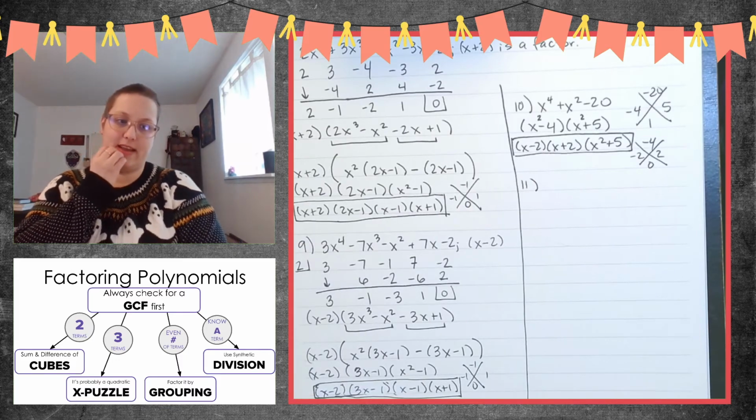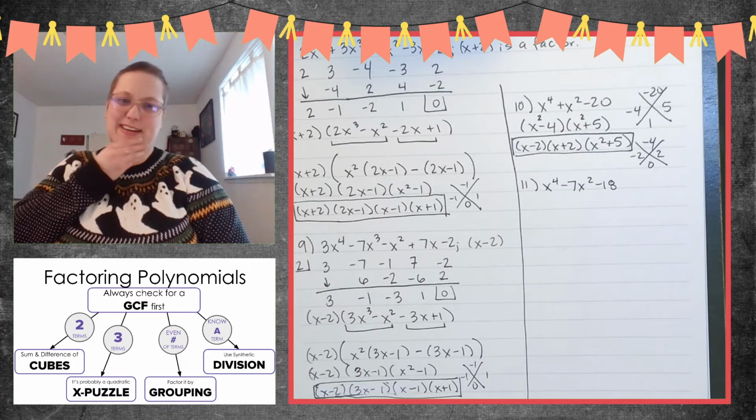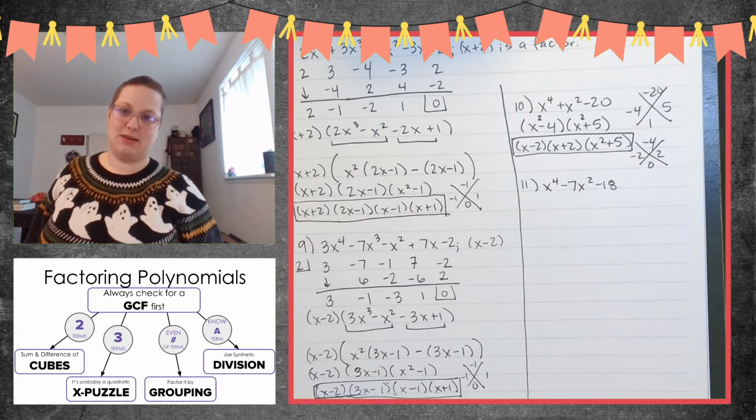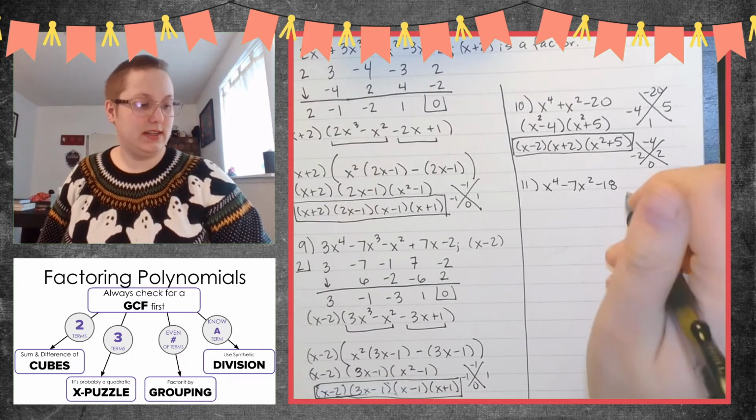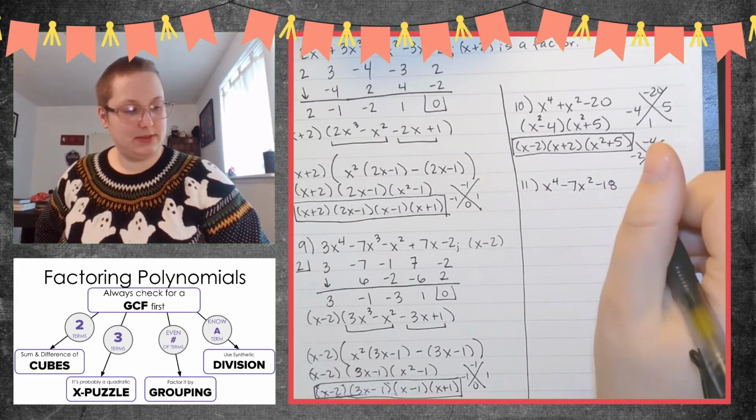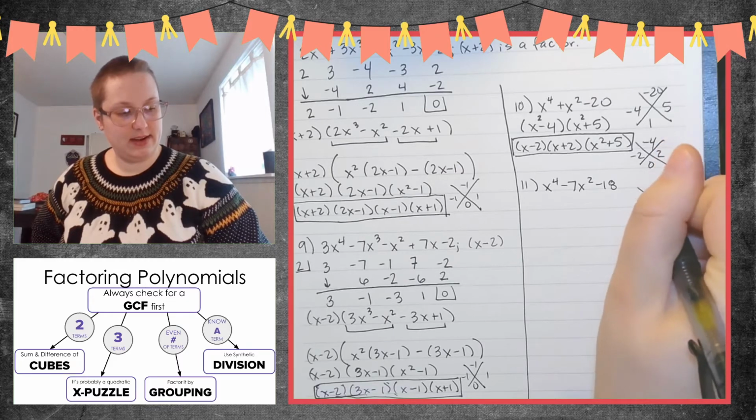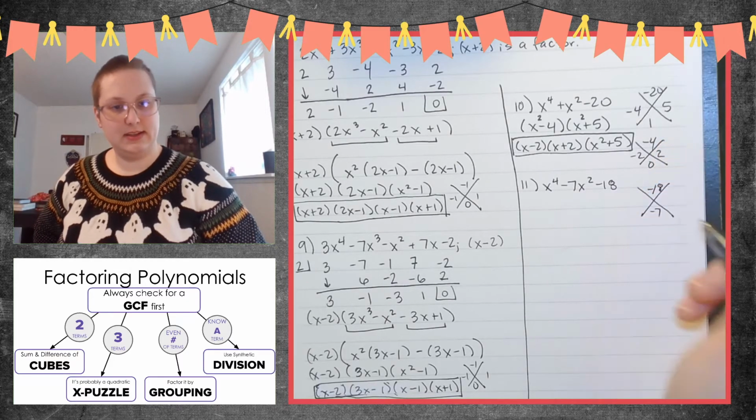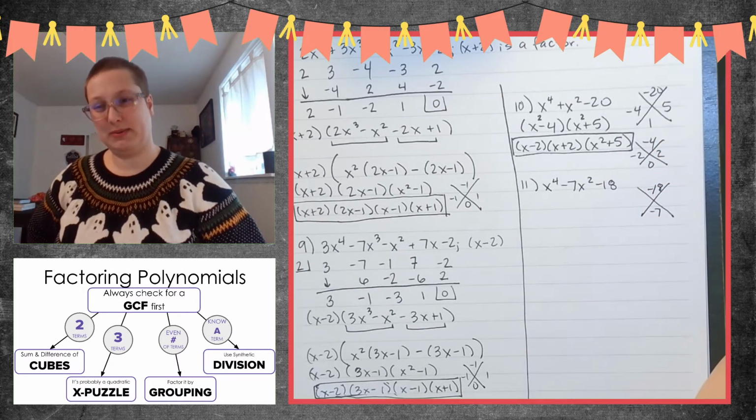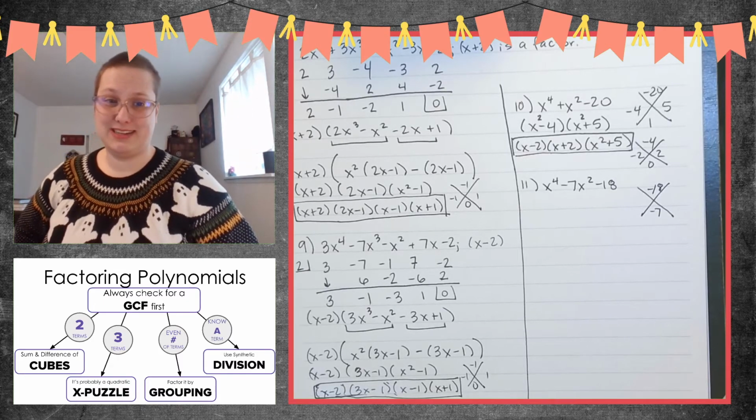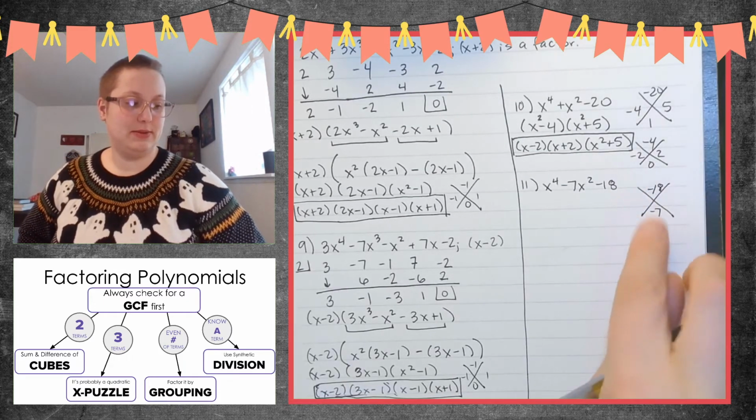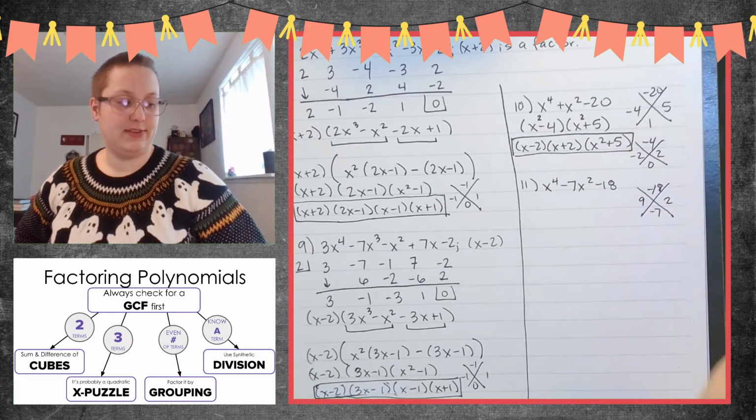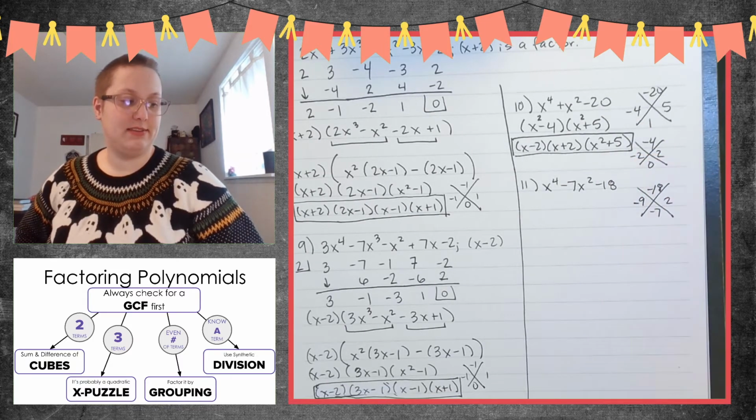Let's try another one. Let's try this one. X to the 4th minus 7x squared minus 18. Okay. Again, there's 3 terms, so let me try an x puzzle with -18 and -7. And what multiplies to get 18? 9 times 2, or 6 times 3. 9 times 2 is the better deal for the -7. And if the 9 was negative, that would work.